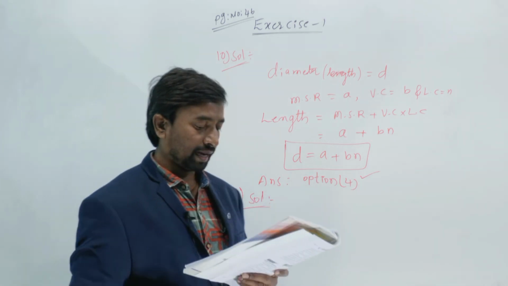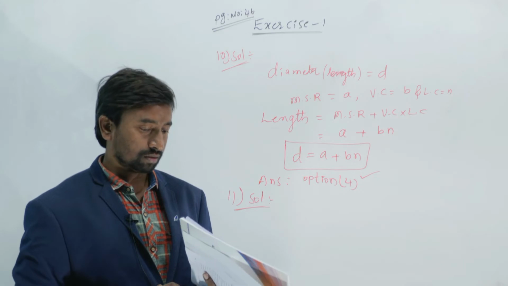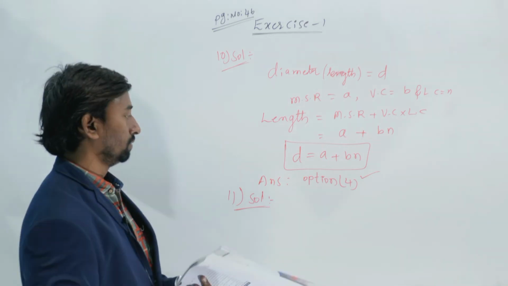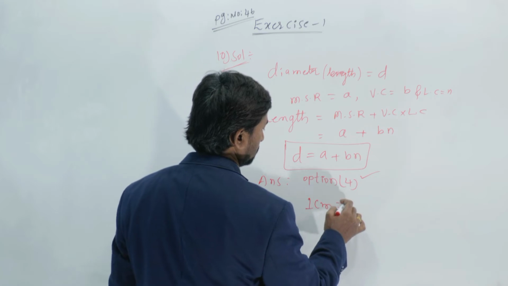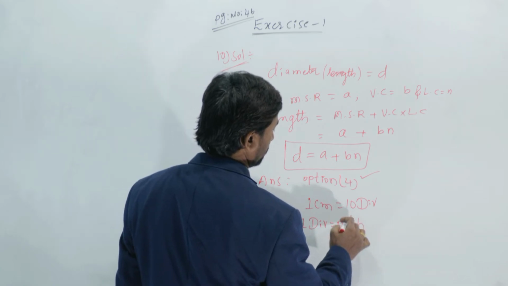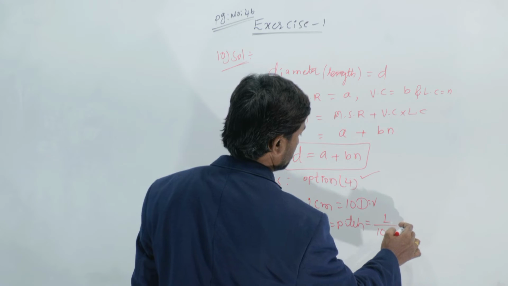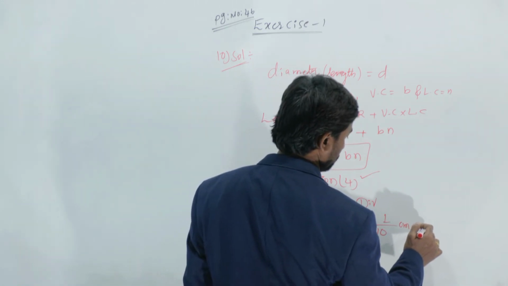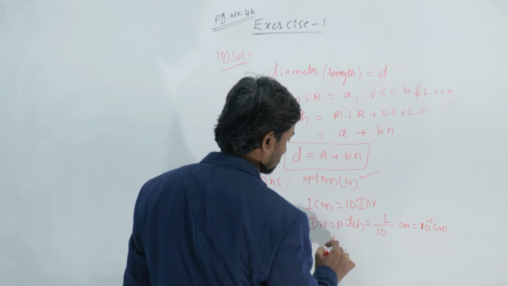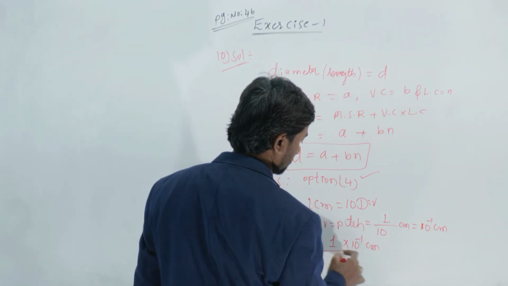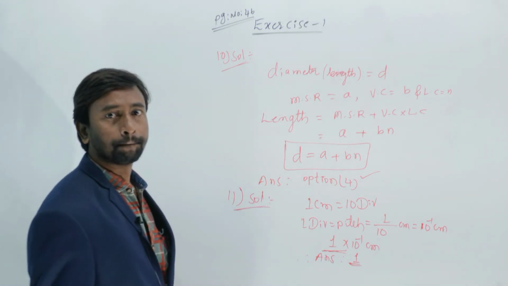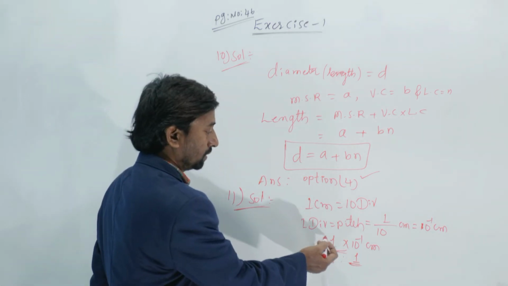11th one: if 1 centimeter length has 10 divisions, then what is the pitch? Here we can write like this. 1 centimeter is equal to 10 divisions, then pitch is nothing but 1 division. So 1 division is the pitch, and it becomes 1 by 10 centimeters, that is 10 to the power of minus 1 centimeter. So it can be written as 1 into 10 to the power of minus 1 centimeter. Therefore the answer is 1. Here, the answer is 1. So here we can write 1 now.